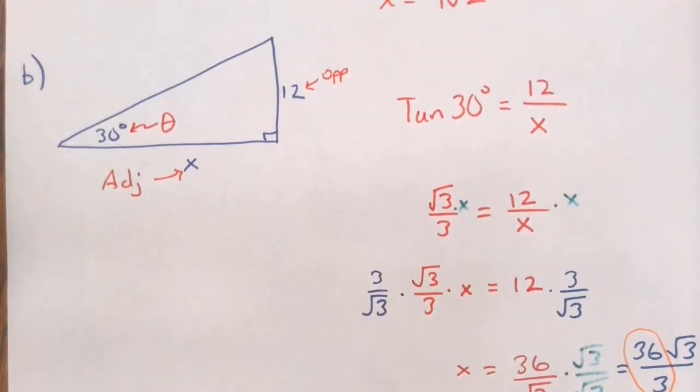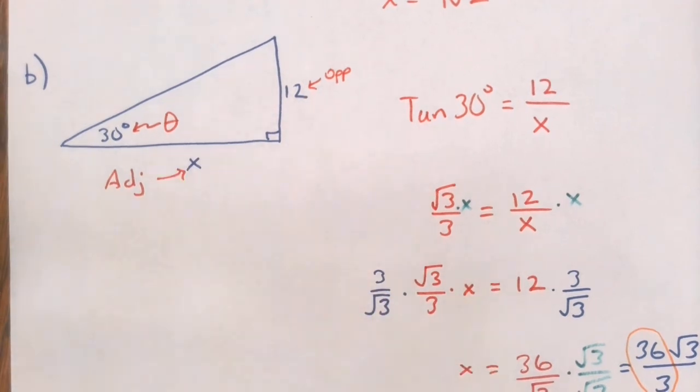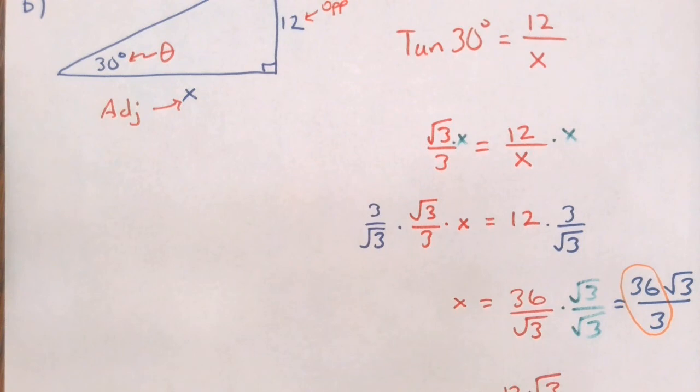Again, you can do this a lot faster knowing your ratios. You just multiply the short side by the square root of 3 to get the adjacent, but the directions said we needed to use a trigonometric function in order to find the value of x. You do need to set this up using a trig function.